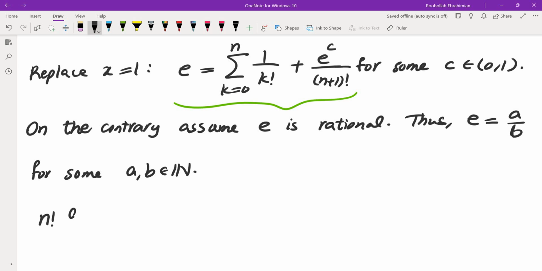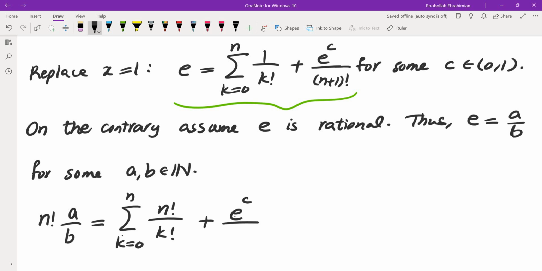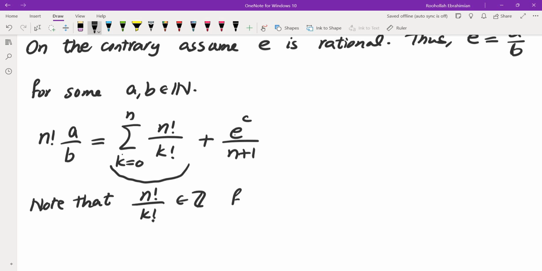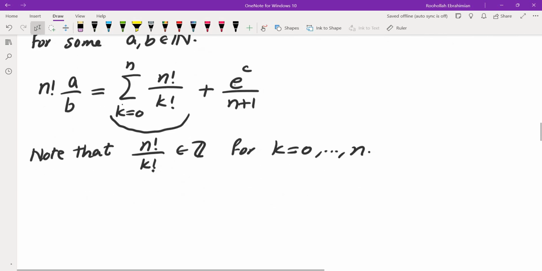So n factorial times a over b equals the sum, k equals 0 to n, of n factorial over k factorial, plus e to the c over n plus 1. Now, note that n factorial over k factorial is an integer for k equals 0 to n. I can also make n factorial times a over b an integer.